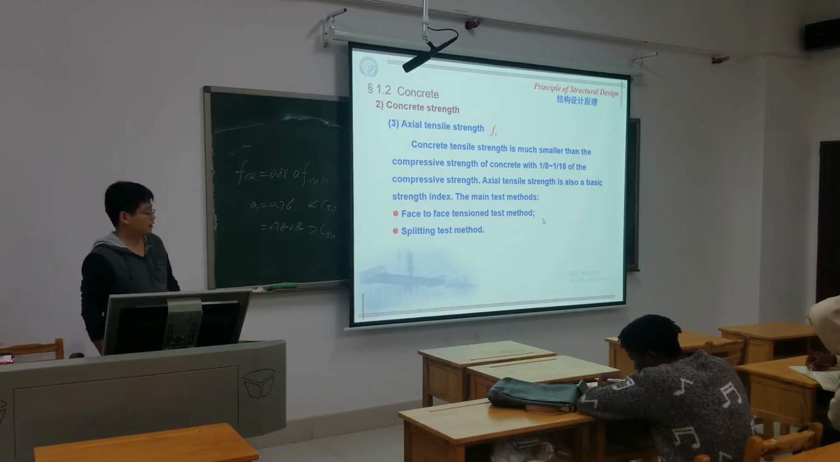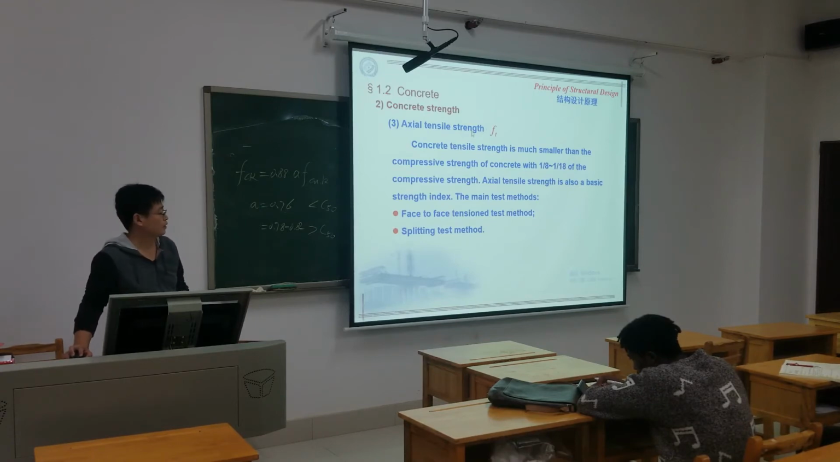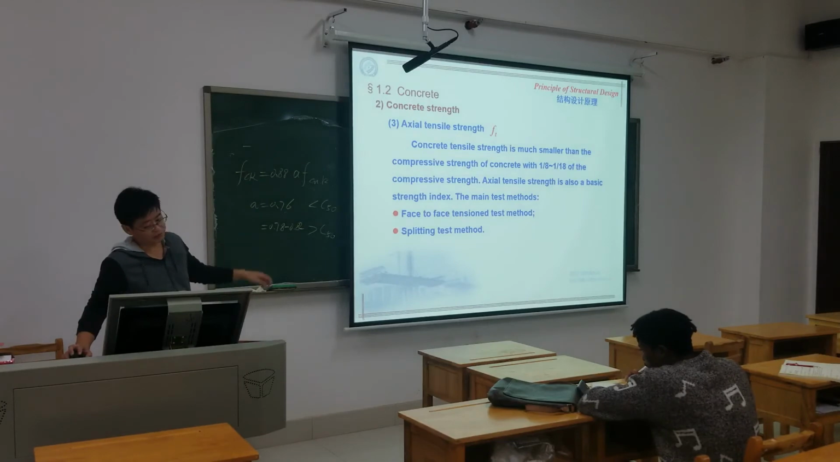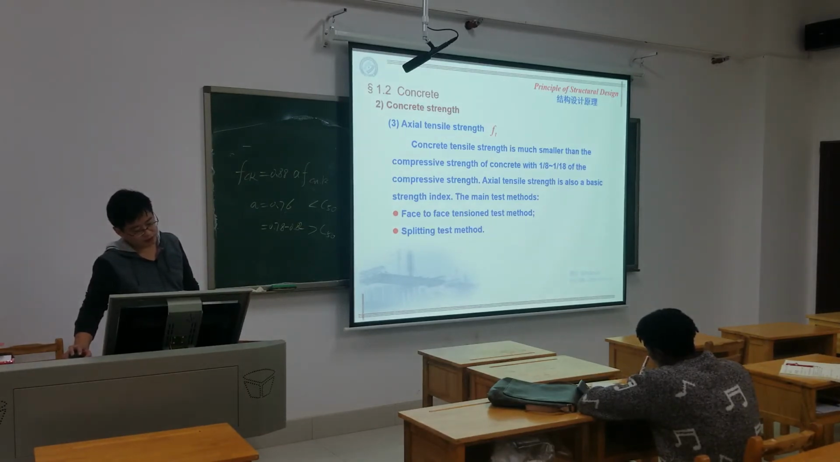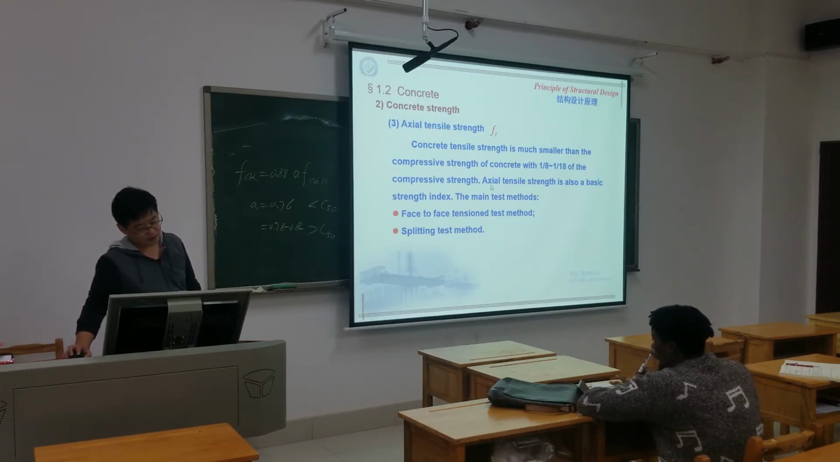So another index is the tensile strength. The former two are the compression strength. Another one is the ft, tensile strength. Concrete tensile strength is much smaller than the compression strength. It's only 1/8 or 1/18 of this compression strength. Actual tensile strength is also a basic strength index.